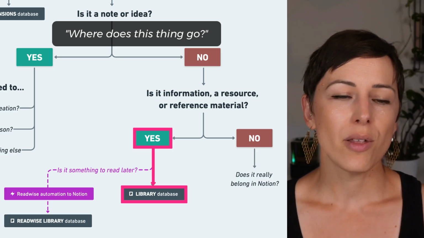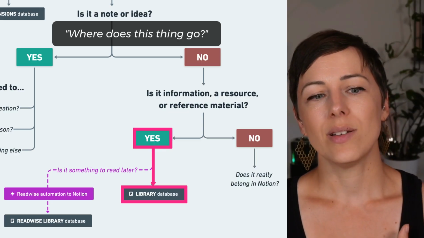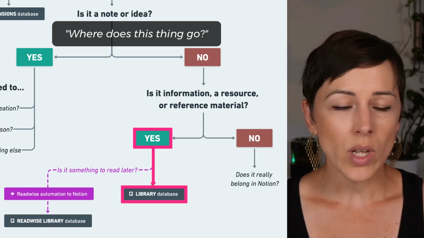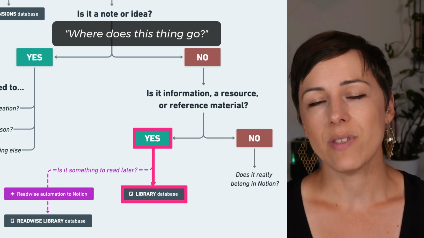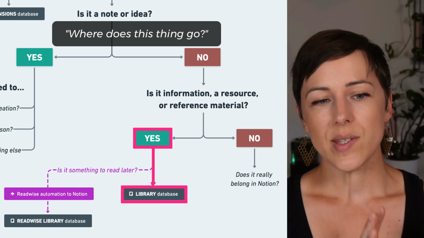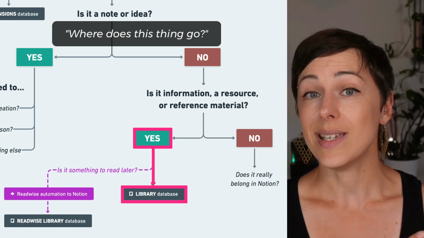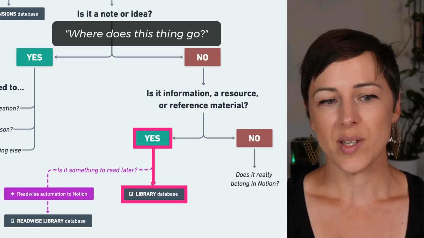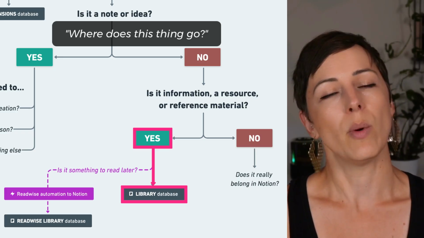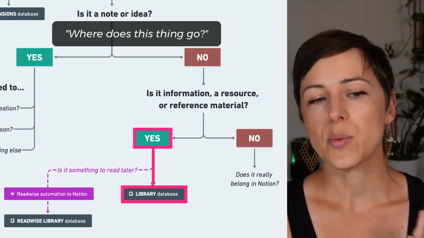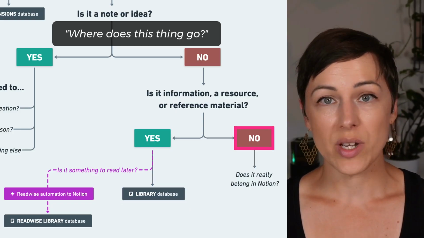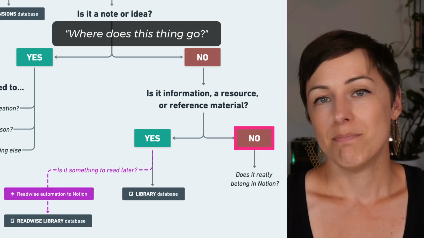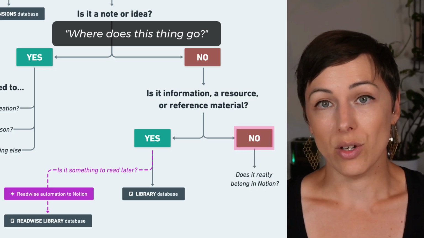We also have some other nuances, like using the Readwise automation. I really like Readwise as a tool. I use their Reader app, and so I can save things to read later, and it gets saved into Readwise, and it provides an inbox, and then I can go through and decide, do I want to save this to Notion? Do I want to move it into the library? Or do I just want to leave it in the Readwise library? If it isn't information, resources, reference material, etc., it's worth asking, does this really belong in Notion?